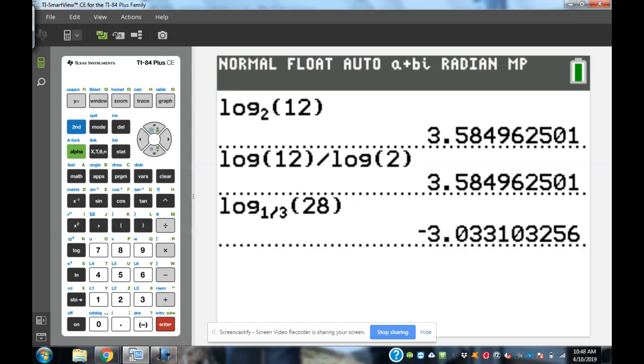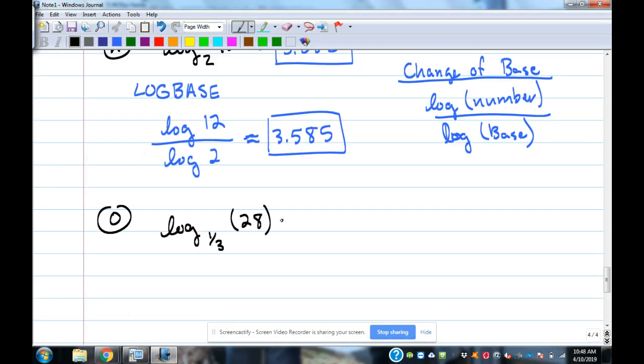Negative 3.033, if we round that. Again, going 3 decimal places there.